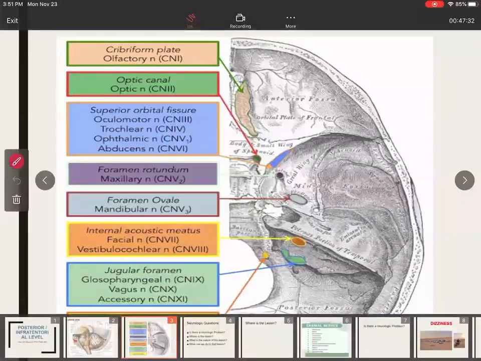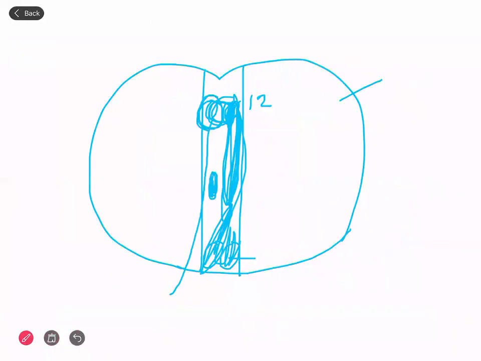Okay. So remember, we have cranial nerves number 3, 4, 6. And then which cranial nerve innervates the forehead, the sensory part? The cranial nerve number 5, 1. Okay? So no one got the correct answer actually.